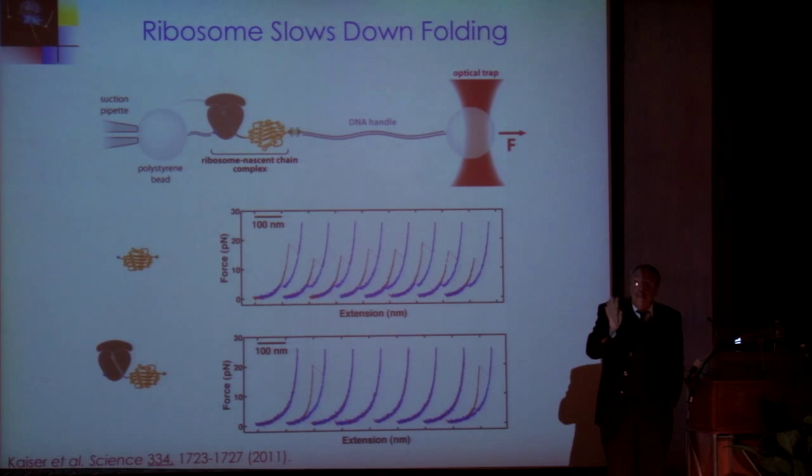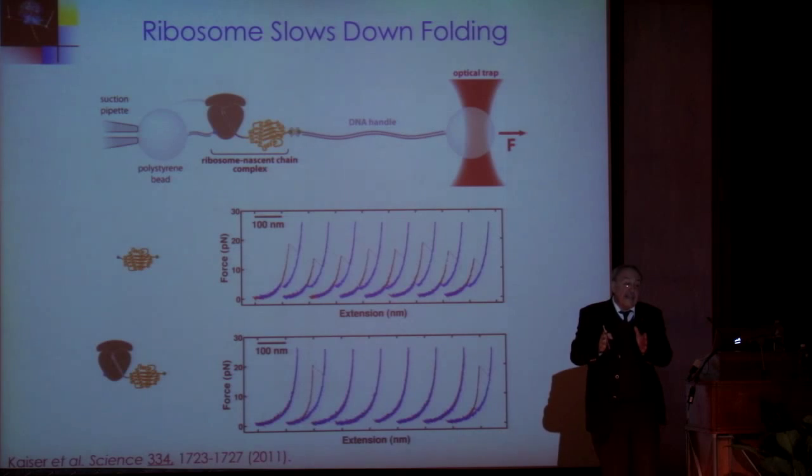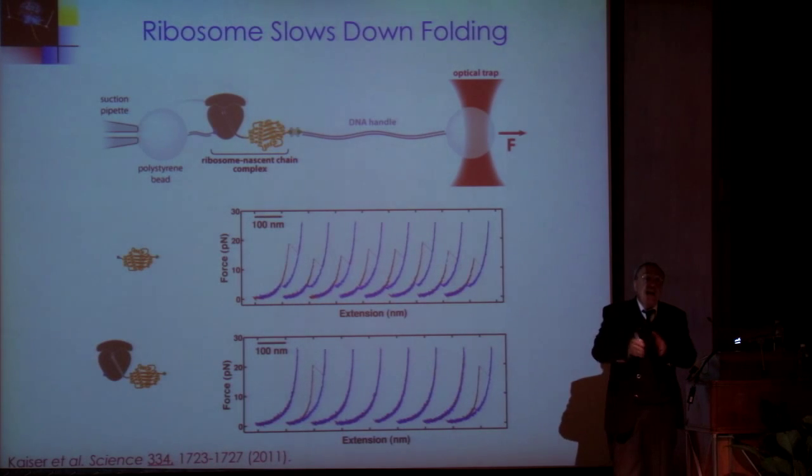A molecule like T4 lysozyme is a protein that has 160 amino acids. The ribosome will take 8 seconds to synthesize the whole protein. But the T4 lysozyme molecule can fold in only 50 microseconds. So I want to emphasize again: it takes the ribosome 8 seconds to synthesize the molecule, but the molecule can refold in only 50 microseconds.